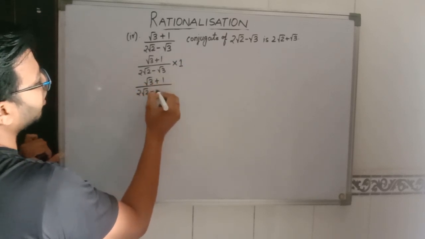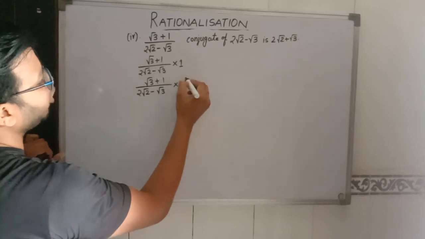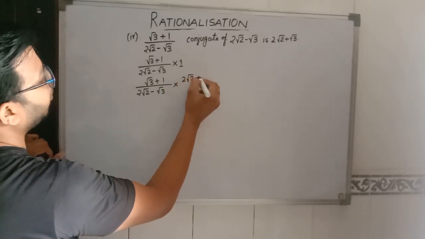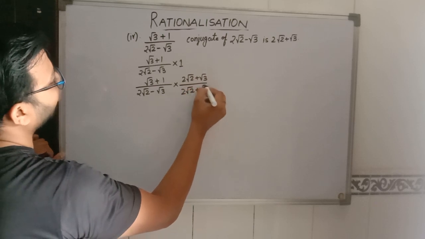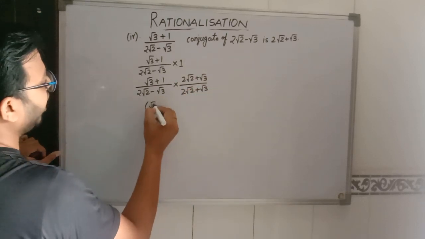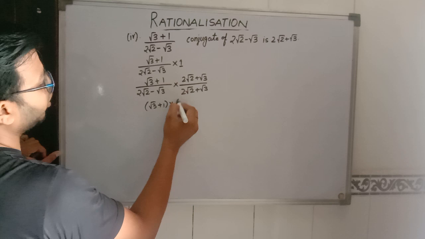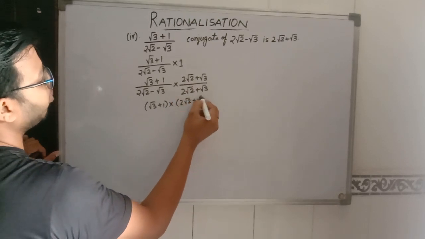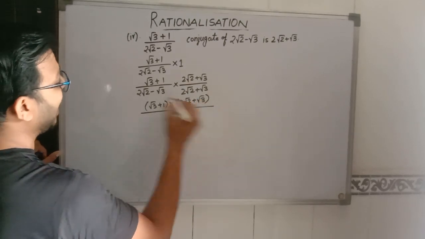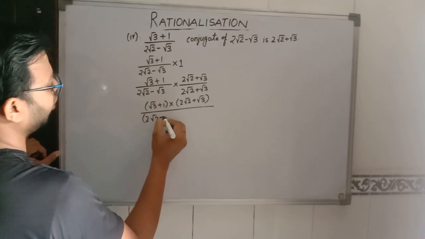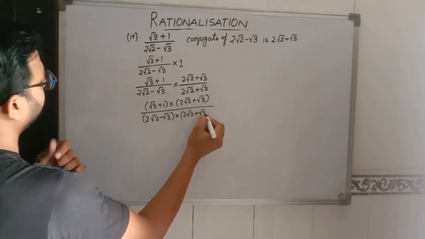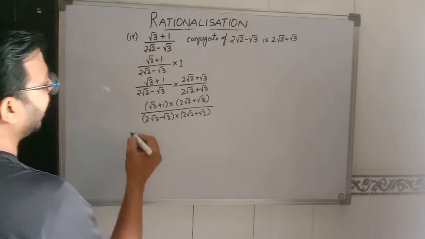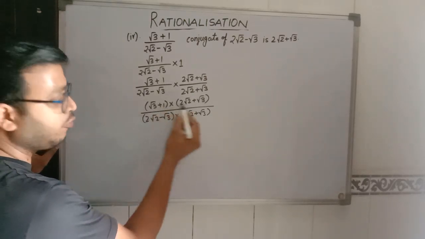Now we are going to convert 1 into the same numerator and denominator. So 2 root 2 plus root 3 upon 2 root 2 plus root 3. Now in the numerator there are binomials in both the brackets, so we have to use brackets very carefully. And in the denominator again binomials, 2 root 2 minus root 3 multiplied by 2 root 2 plus root 3. Okay, after that we have to multiply.